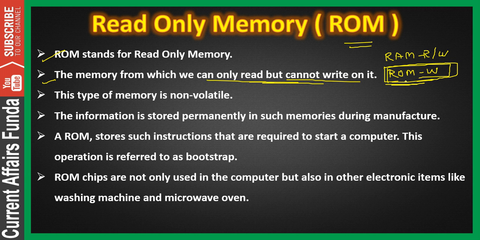So ROM is read only memory, so you cannot write, you can only read. This type of memory is non-volatile. Why so? Because you never write anything else on it, so how would it be lost? Whatever data is stored on it will always be there, whether you shut down your computer or not. So this type of memory is non-volatile. The information is stored permanently. Whatever information is stored in the ROM is stored permanently during manufacture. I already told you who stored that instruction and program: your manufacturer.